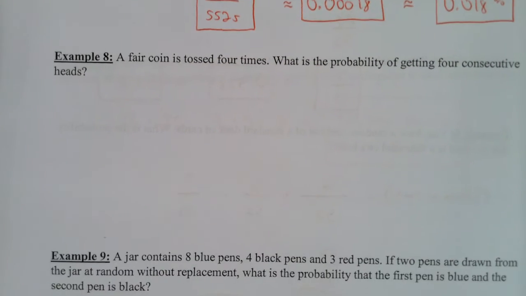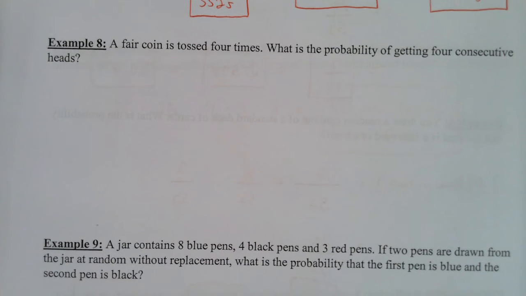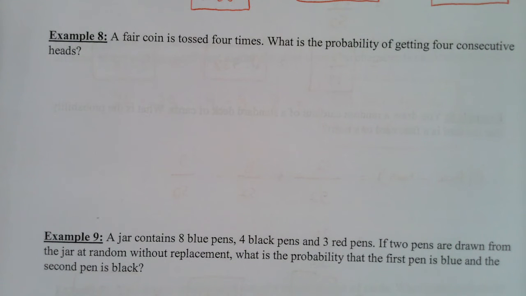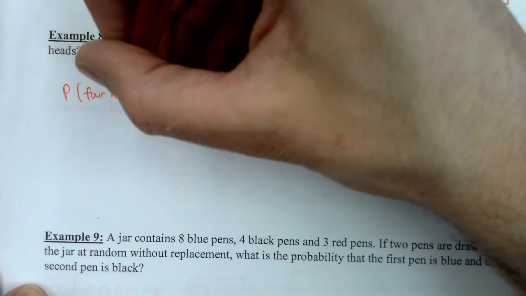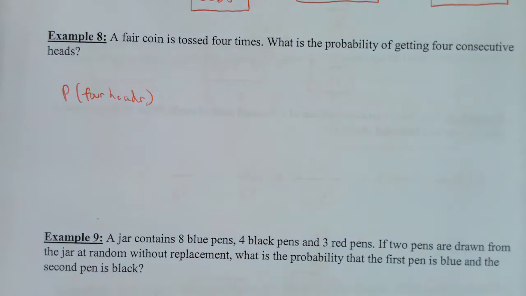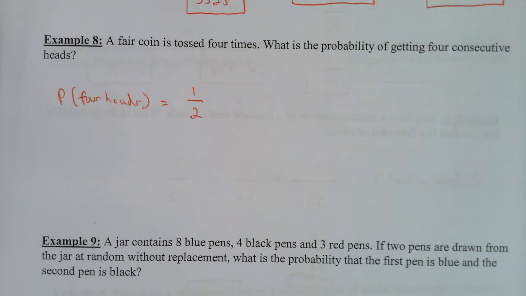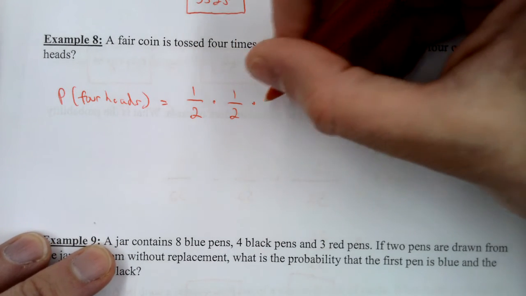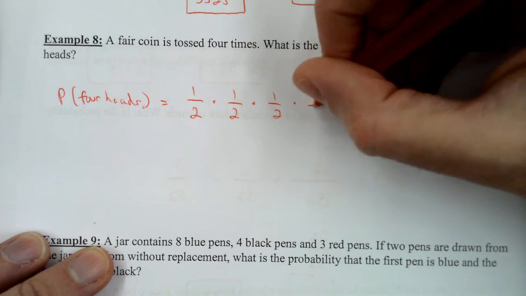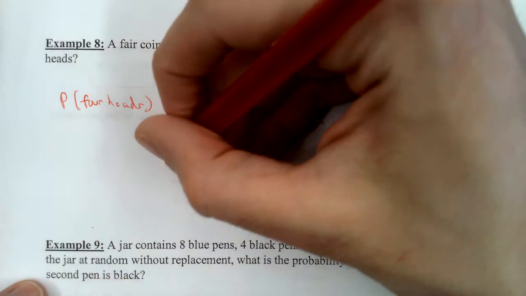Okay. Example 8. A fair coin is tossed 4 times. Fair coin means it's equally likely to be heads or tails. What is the probability of getting 4 consecutive heads? The probability of 4 consecutive heads equals the 1/2 chance of getting heads times 1/2 on the second toss times 1/2 on the third toss times 1/2 on the fourth toss. Every single time, there's a 1/2 chance of getting heads. So if you multiply that out, you get 1/16.